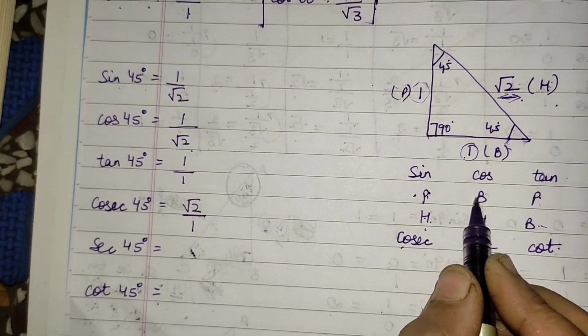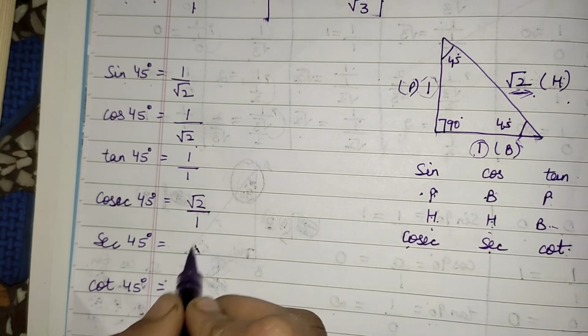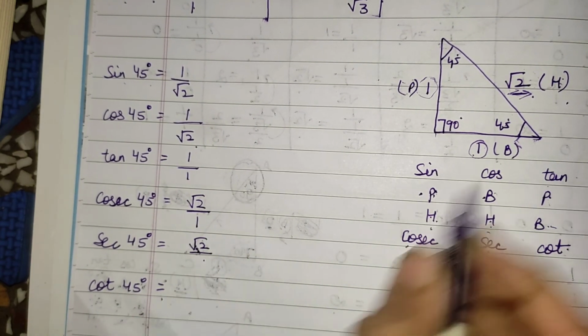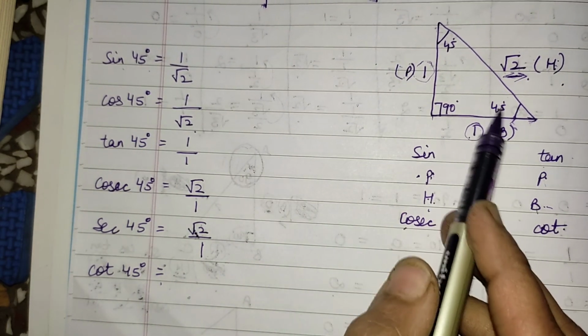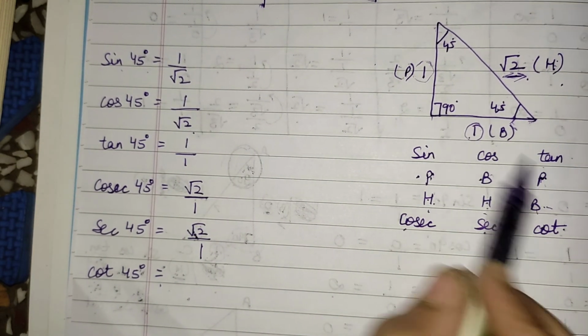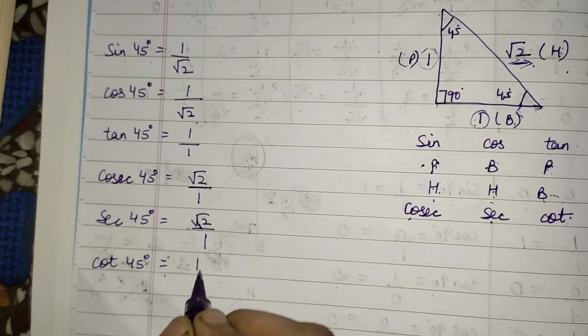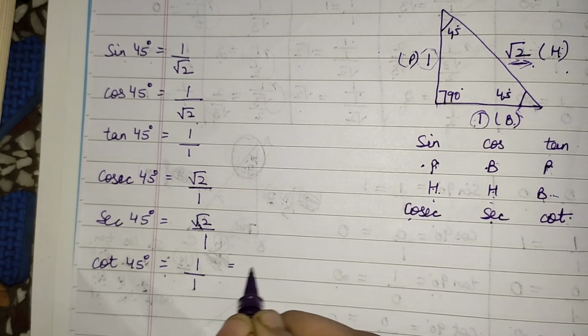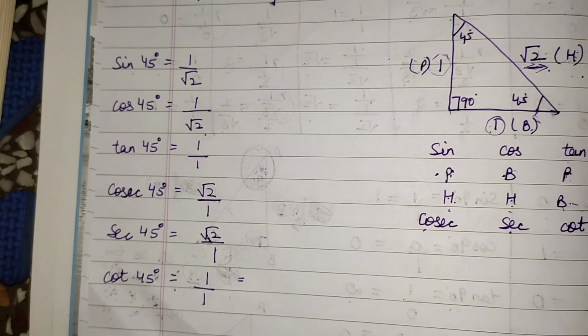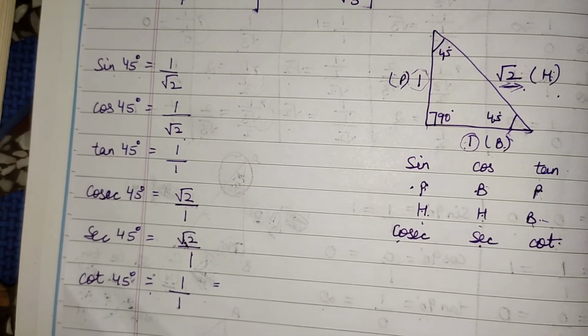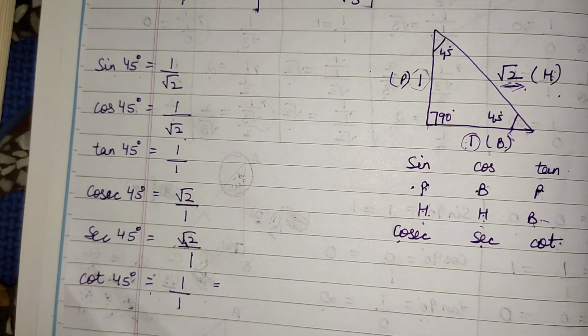Secant is hypotenuse by base. Hypotenuse is my root 2. Base is my 1. Then cot 45 is base by perpendicular. So base is 1 divided by perpendicular is also 1. So this is the trick with which you can find out the value of any trigonometric ratio in your exam within a few seconds.